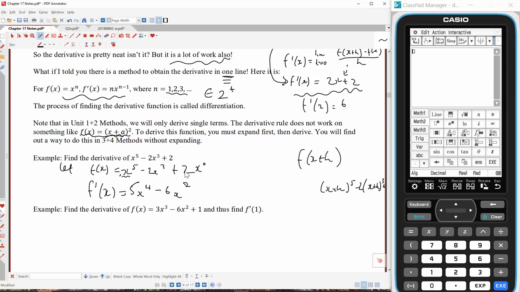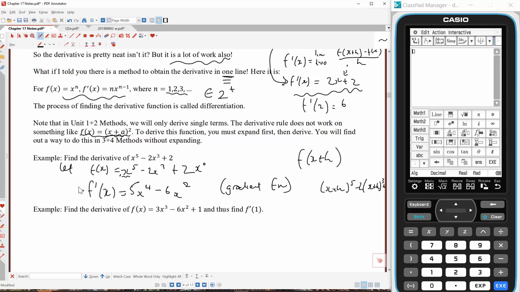0 multiplied by 2 will give us 0. 0 multiplied by this gives us 0. So anytime you see a constant term, we can drop it in the derivative, okay? And that there is our derivative, or our gradient function, okay?